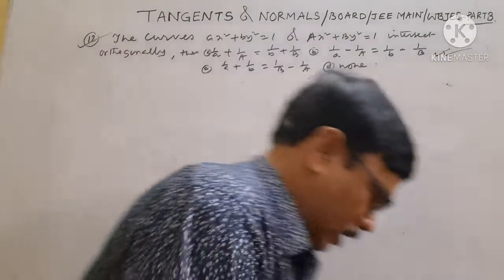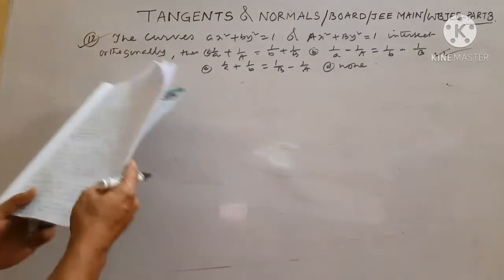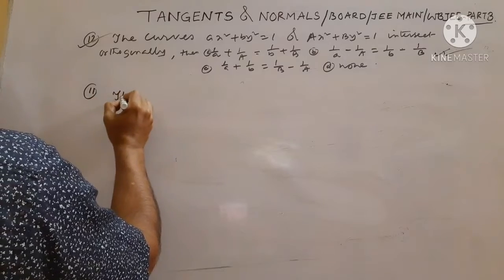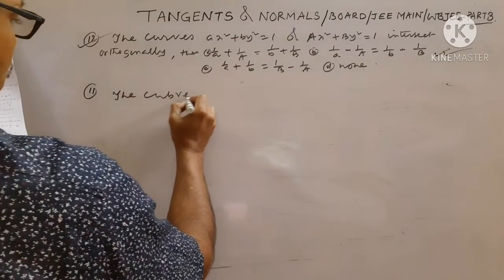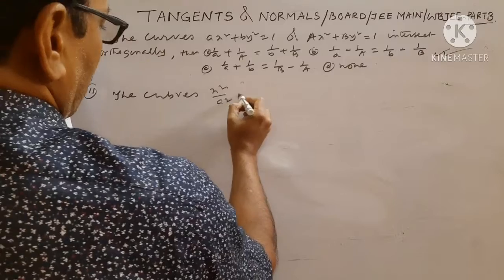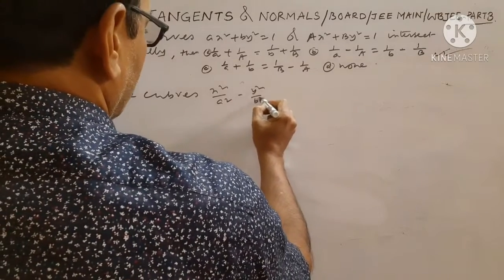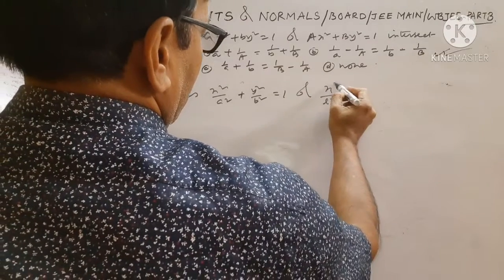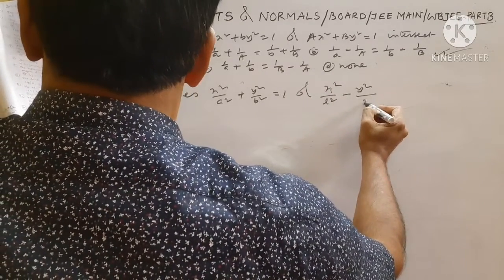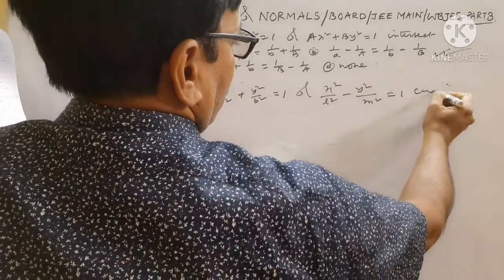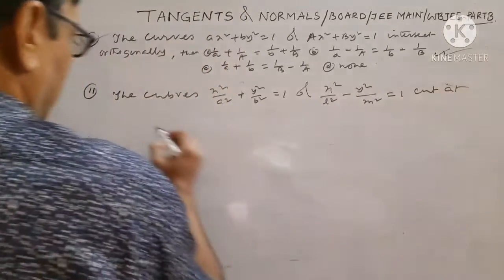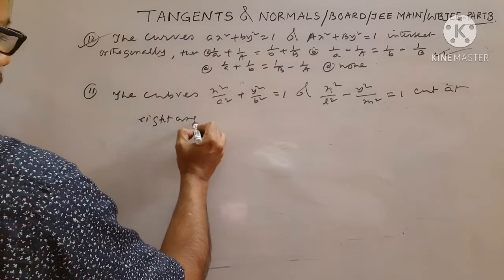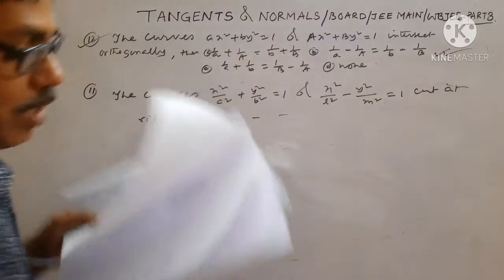So this is problem number 11, exactly the same problem. The curves x square by a square plus y square by b square equals 1 and x square by l square minus y square by m square equals 1 cut at right angles. Then what is our condition?